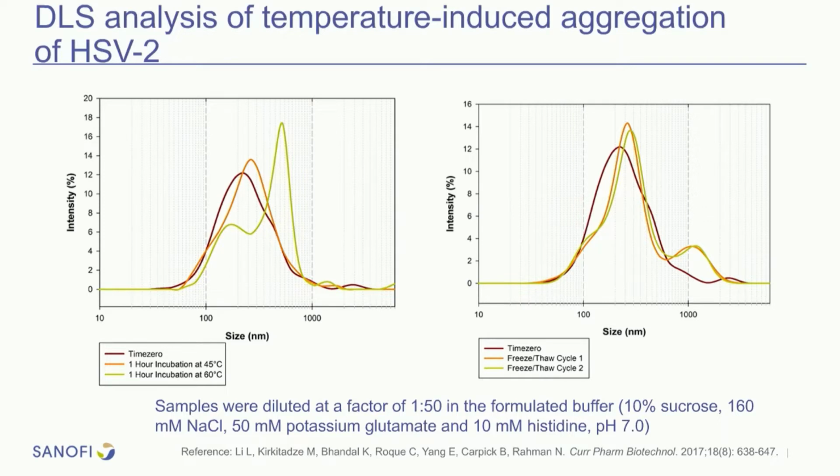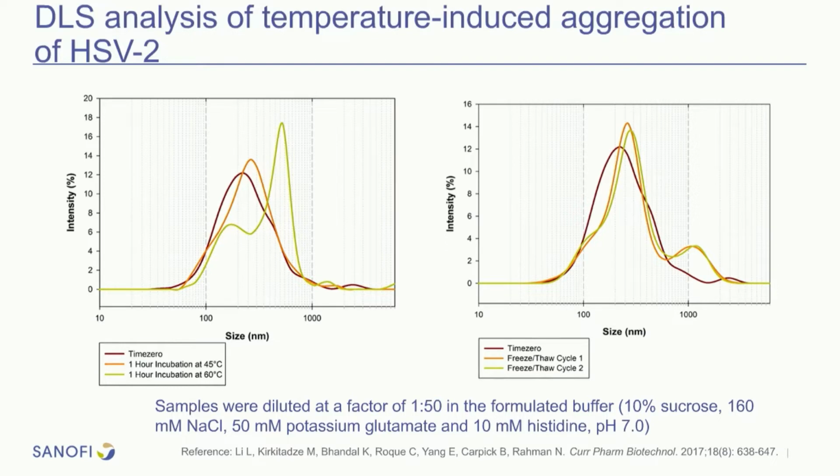And on the right-hand side, you can see in the panel the DLS results for the freeze-thaw cycle. In both cases, the dark burgundy profile shows the control samples, and the orange and pale green show the samples that were, on the left-hand side, 45 and 60 degree, and on the right-hand side, freeze-thaw cycle 1 and freeze-thaw cycle 2. Obviously, there is a significant change observed for the 60-degree sample. Some changes are occurring after freeze-thaw. However, if you look at the numbers, the change is really small.